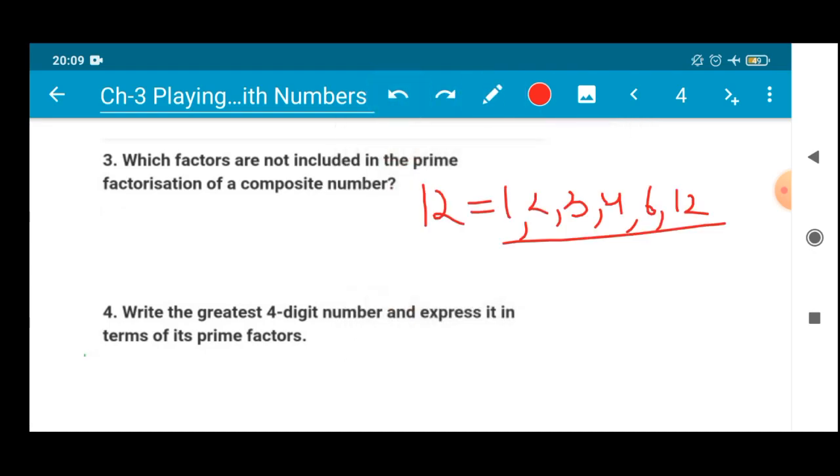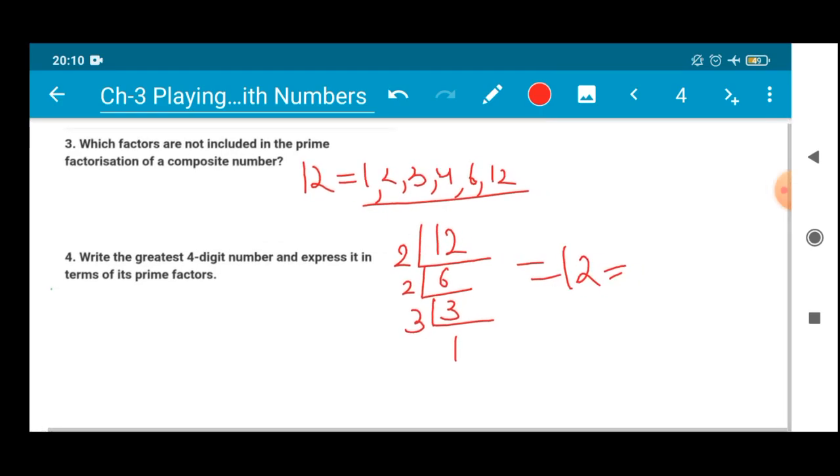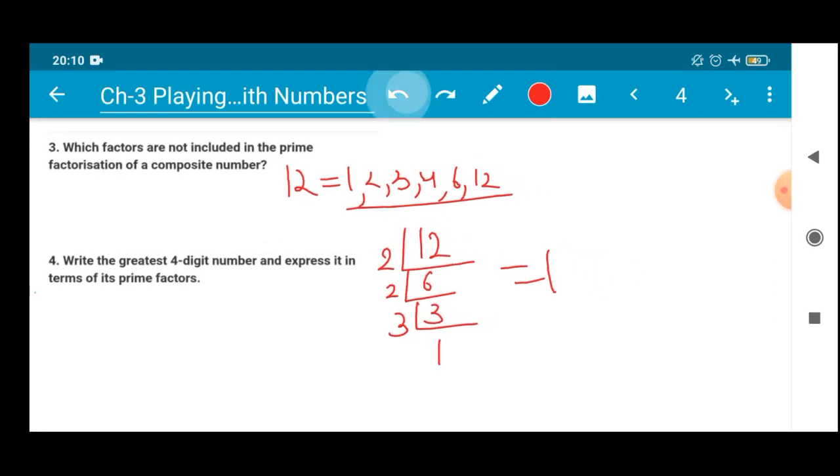So let me show this also. Let me do the prime factorization method and find out the factors. 2 into 6 is 12, 2 into 3 is 6, 3 into 1 is 3. Whenever we are writing the factors using the prime factorization technique, we write only the numbers we got. That is, the factors of 12 will be 2 into 2 into 3.